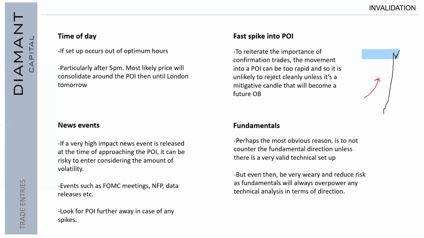Second thing, news events. If a very high impact news event is released at the time of your point of interest being approached, it can be very risky to enter considering the amount of volatility. Events such as FOMC meetings, NFP, and other data releases like CPI, PPI. I don't want to confuse you with anything at the moment, but we're going to go through that in the future. News events can cause a lot of volatility, and your point of interest might be the perfect one, but you might get 20 pip moves in just a few candlesticks.